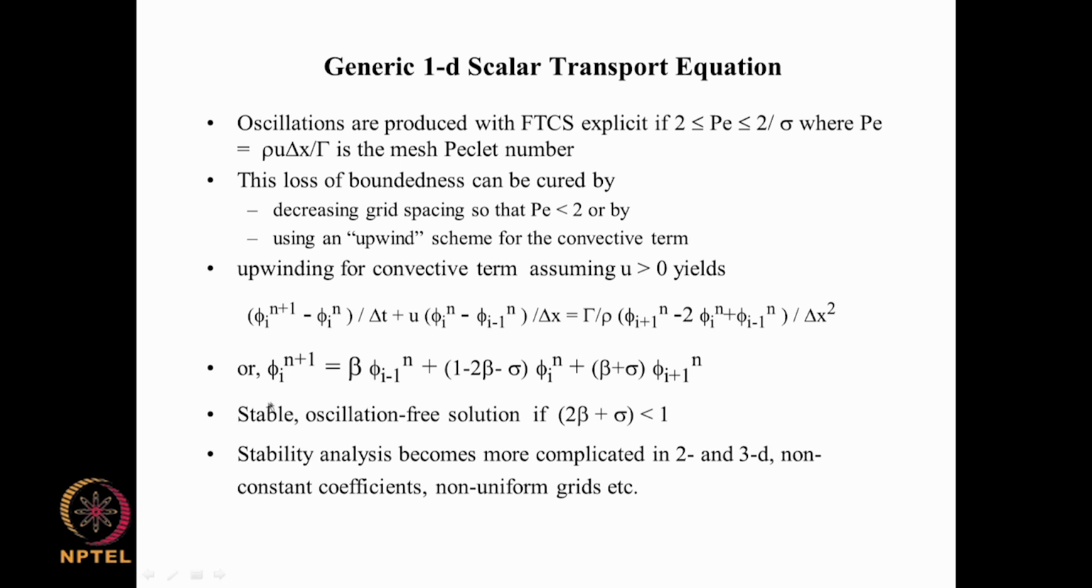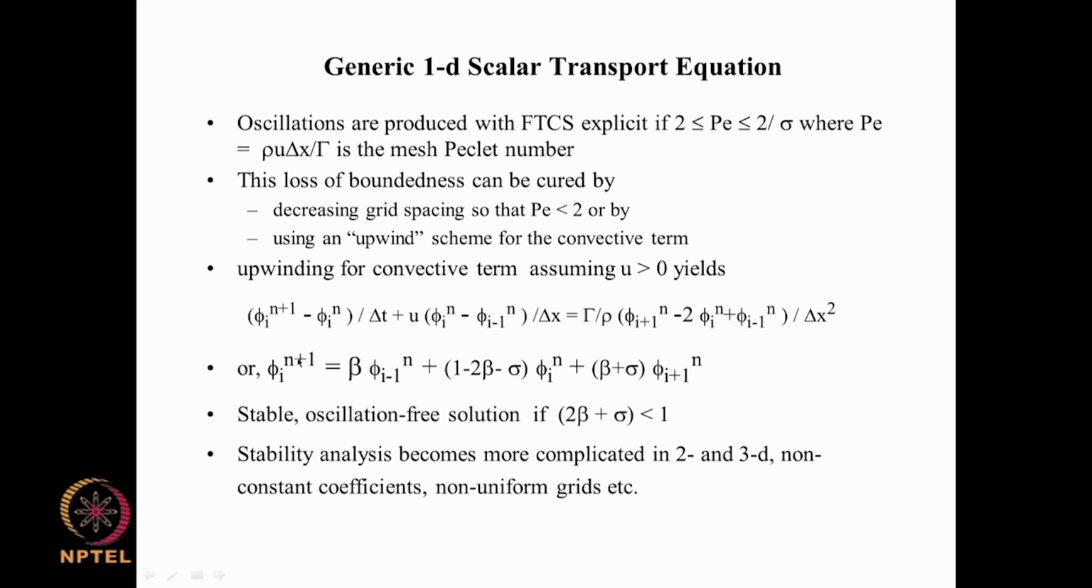Okay. So, with this we can rewrite this phi n plus 1 as beta phi I minus 1 plus 1 minus 2 beta minus sigma times phi I n and beta plus sigma times phi I plus 1 n. In this both beta and sigma are positive. So, that means that this term has a positive value and this term has a positive value, and we can do a von Neumann stability analysis and show that this particular scheme is stable for 2 beta plus sigma less than 1. So, that means that 2 beta plus sigma is always less than 1 for stability, and once you substitute this, 1 minus 2 beta minus sigma is also a positive quantity.